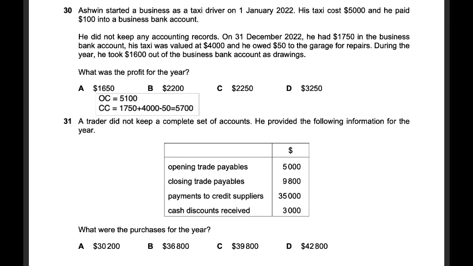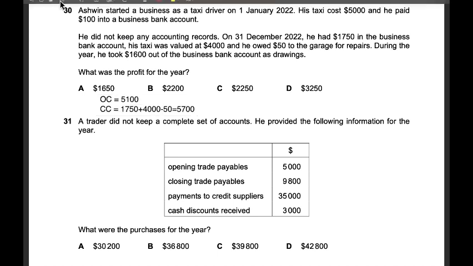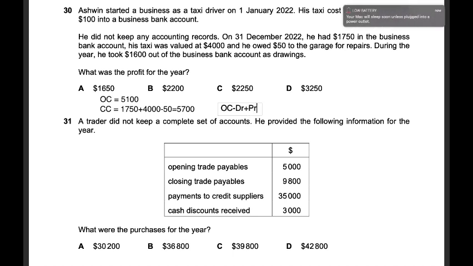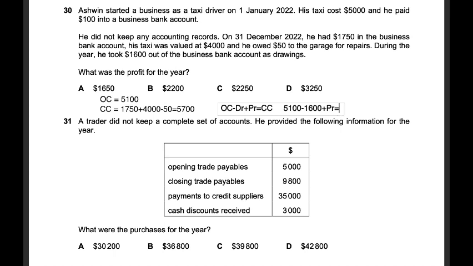All right, looks like an interesting question. What we do in this case is opening capital minus drawings plus profit. OC minus drawings plus profit normally gives us our closing capital. Hence, in this scenario, our opening capital is 5100, minus drawings of 1600, plus our profit would give us 5700. That is the closing capital.